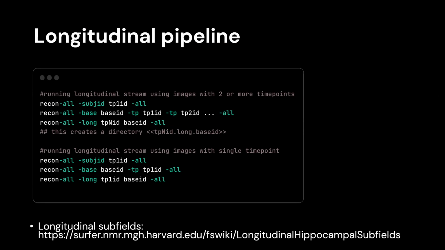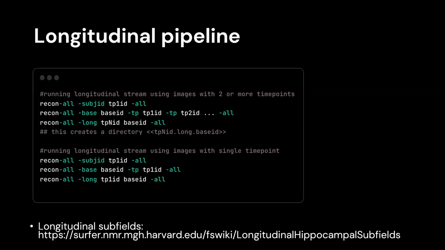What the longitudinal pipeline does is that it basically runs a cross-sectional, regular recon-all analysis at each time point. After that, it creates a template or an average between the time points. And then it registers the two time points into that created template, and it extracts the metrics out of that analysis.